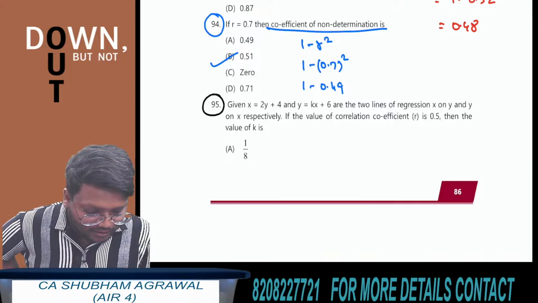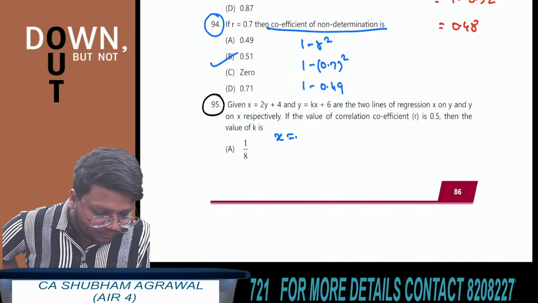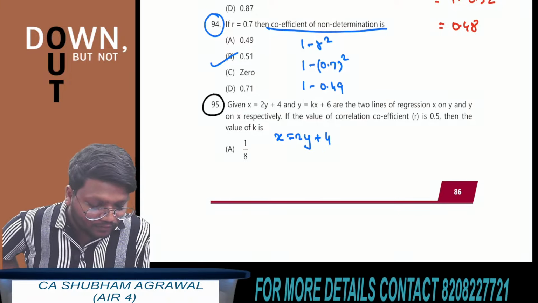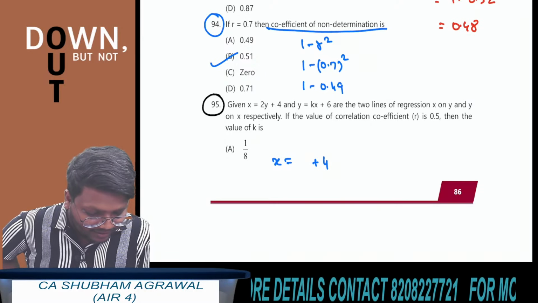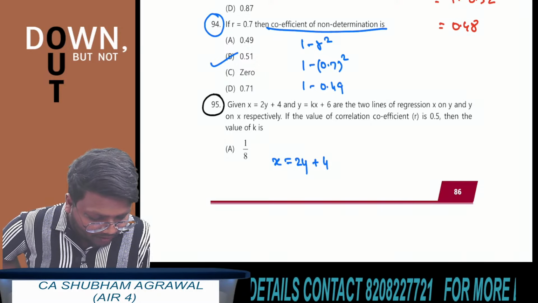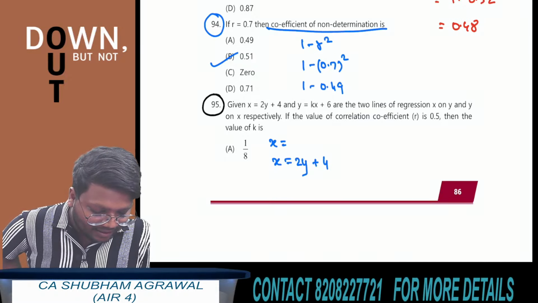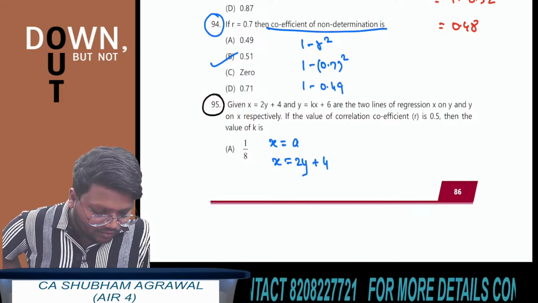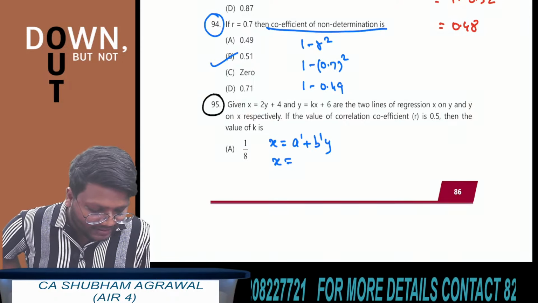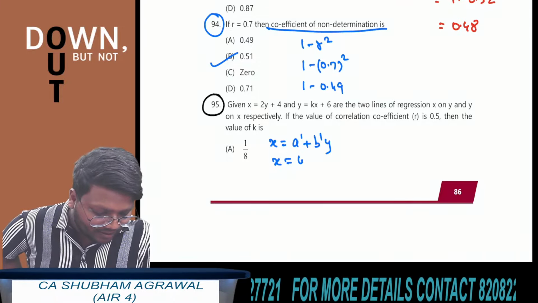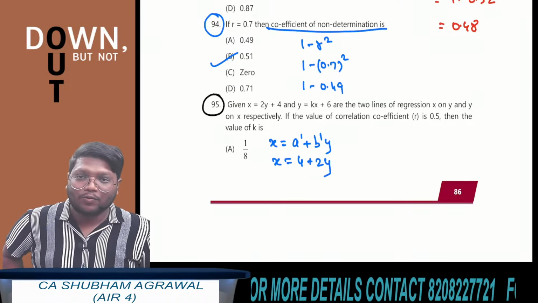How to solve now this question number 95? See how to solve this question number 95. X is equals to 2y plus 4. Regression line of x on y is given in question. What is the standard form? X is equals to a dash plus b dash y. Okay, you can also write it as what? X is equals to 2y plus 4. You can write it as x is equals to 4 plus 2y.